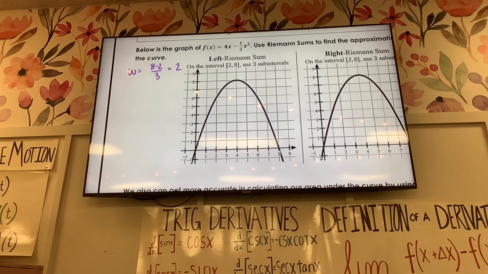So when I'm drawing that on my graph here, I'm going to start at 2. I'm going to end right here at 8. And so my rectangles are going to be a width of 2. And so if you kind of draw out the lines here, you can see you've got 3 of them.